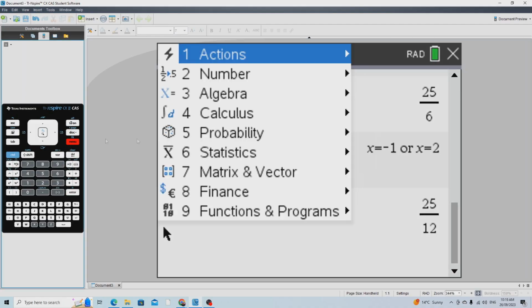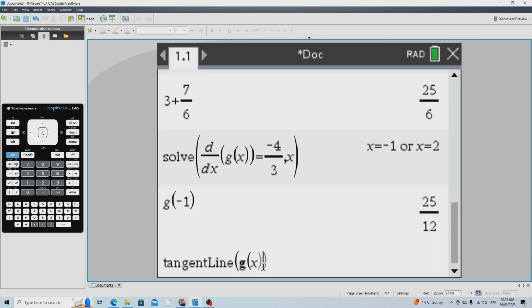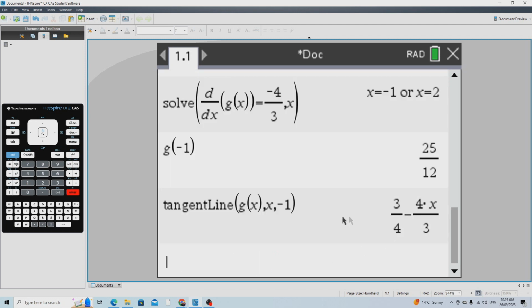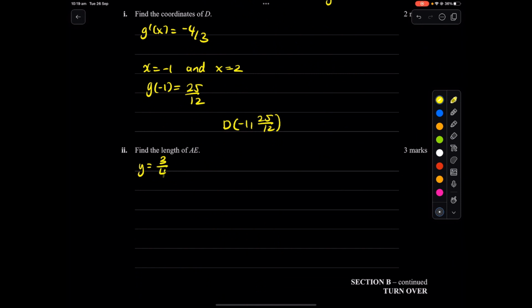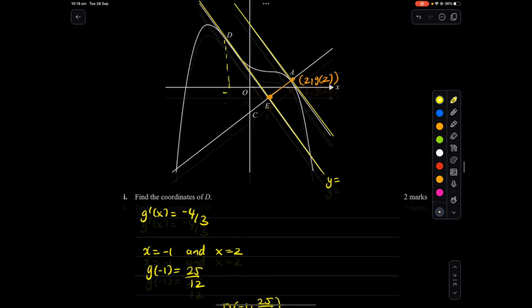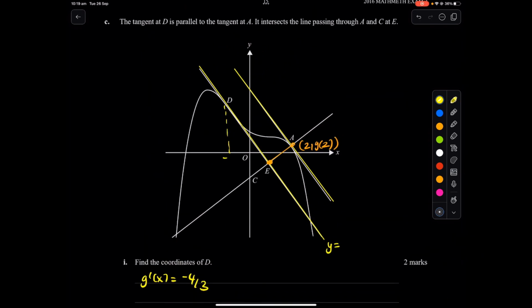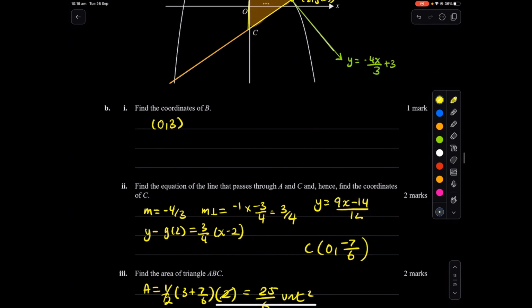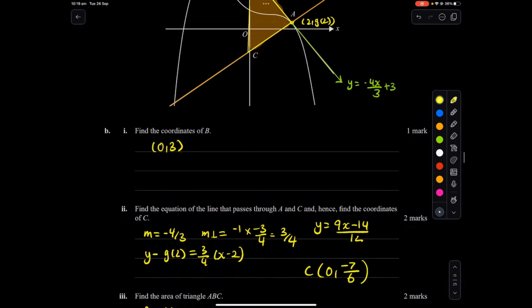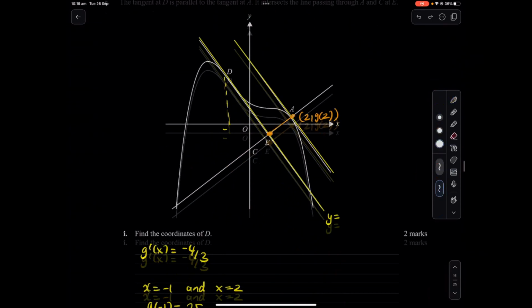So if I go menu, calculus, tangent line of G of X, given that X is never -1, we get this nice equation. So let's write that down: 3/4 - 4x over 3. Okay, so we want to let this equation equal to this equation, which we should have calculated over here, 9x minus 14.